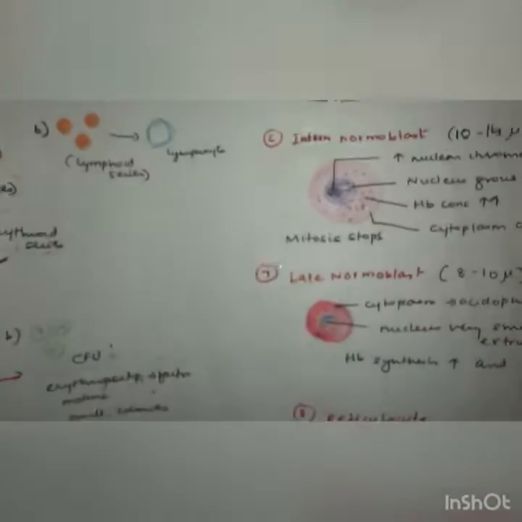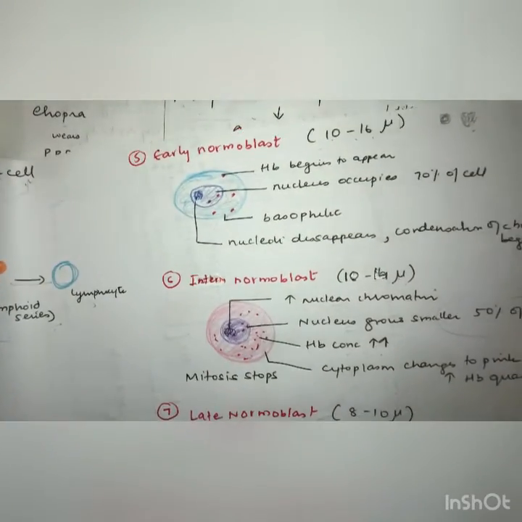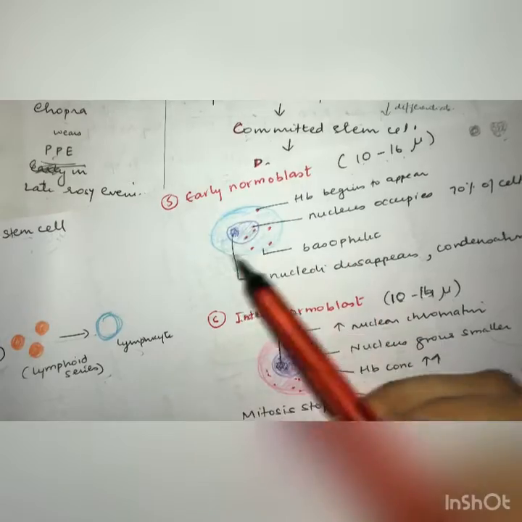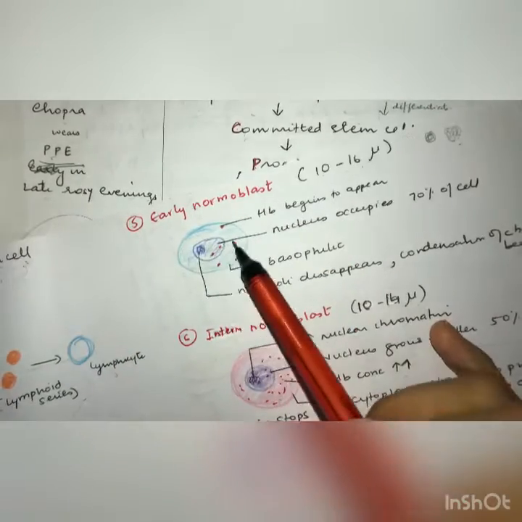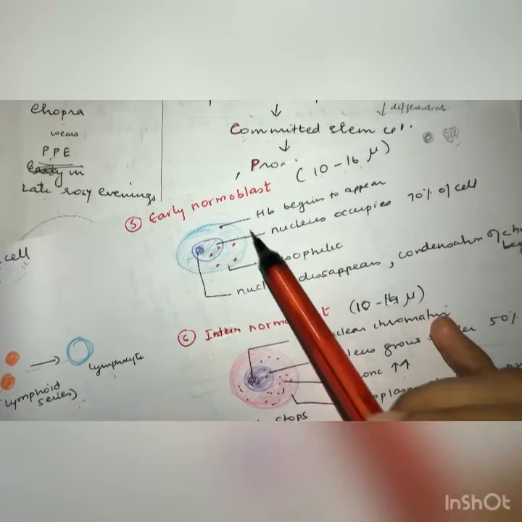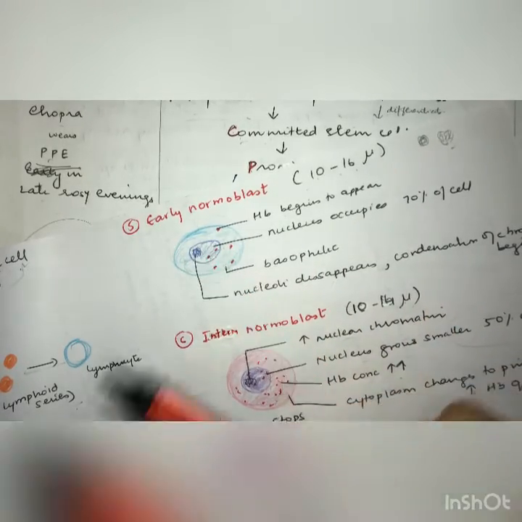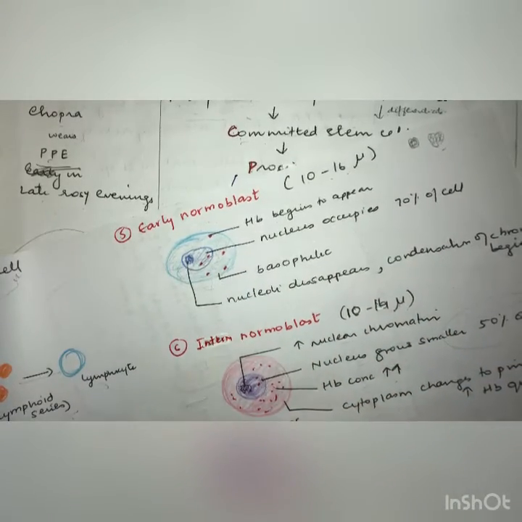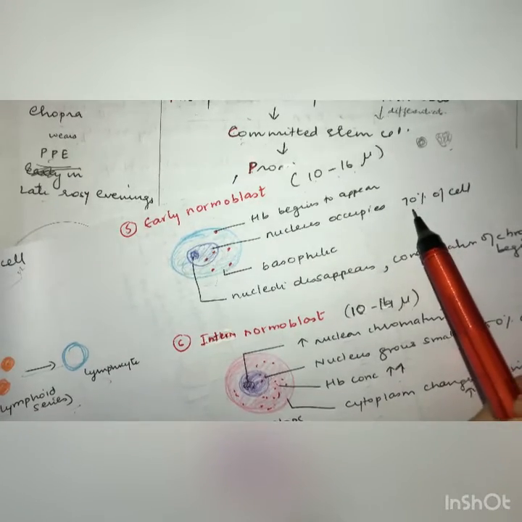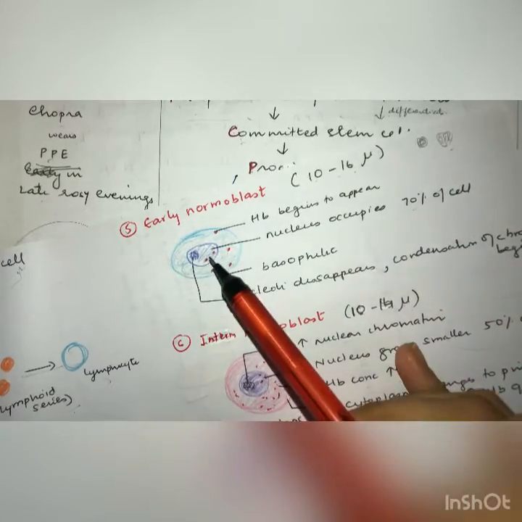Then we go to the next step, that is early normoblast. Now the cell becomes smaller in size, that is 10 to 16. Okay, this is the cell. It becomes smaller in size. Over here we see the nucleus. Over there it was 80% of the cell, but now it occupies 70% of the cell.